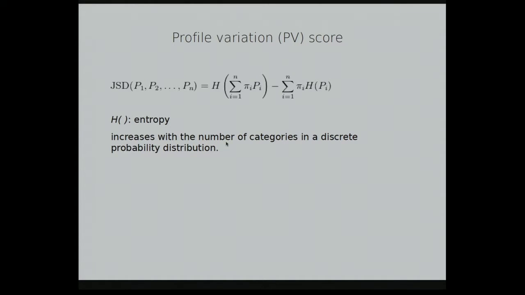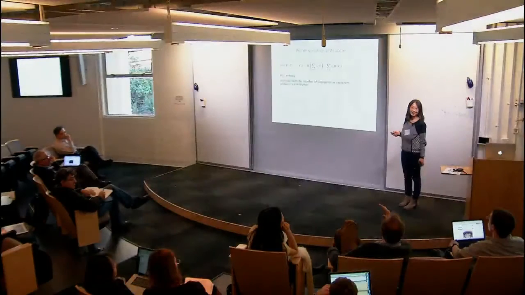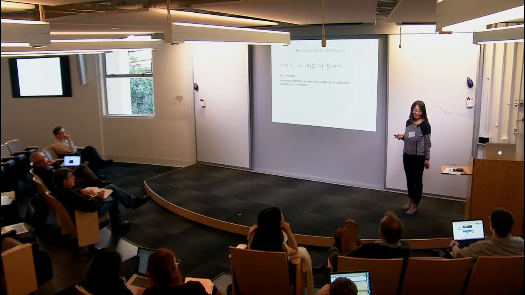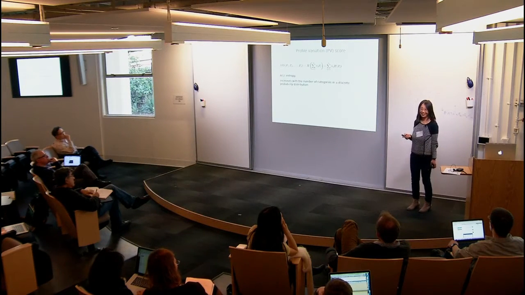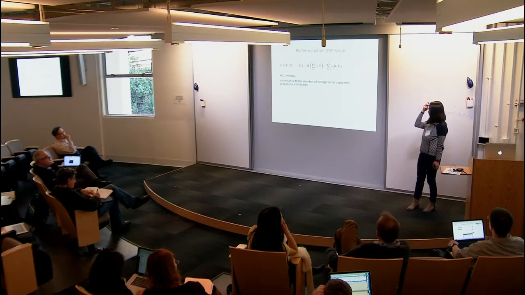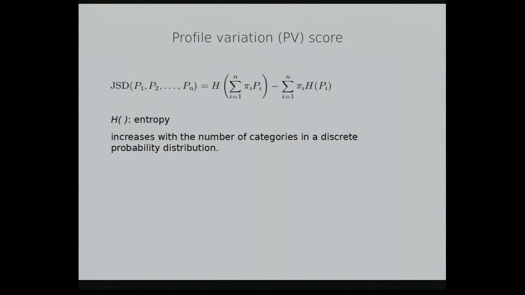So the entropy H, we know that the entropy increases with the number of categories in a discrete probability distribution. So this is like an information theory version of ANOVA or something, right? Oh, it's interesting. Yeah, never mind. Okay, it might be. Except that I don't do a lot of statistics later.